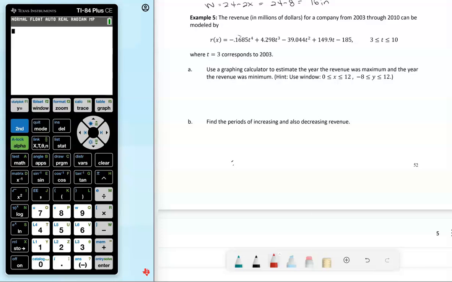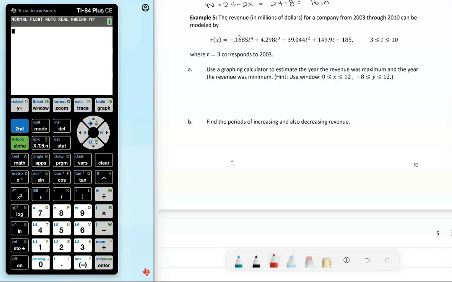Example 5 gives us a revenue problem. And a revenue in this particular problem represents the gross amount or the total amount of money that's been brought in during a business venture. The gross amount is the amount without removal of any of your expenses. So it's the total amount of money you brought in, and this is before you subtract out all of the expenses that would have to do with your business venture.